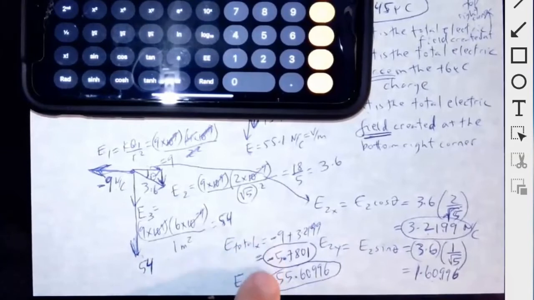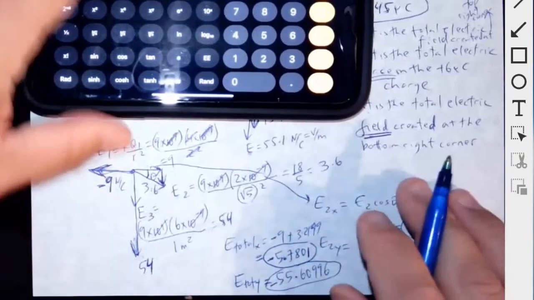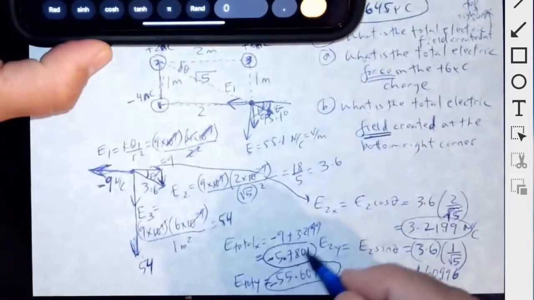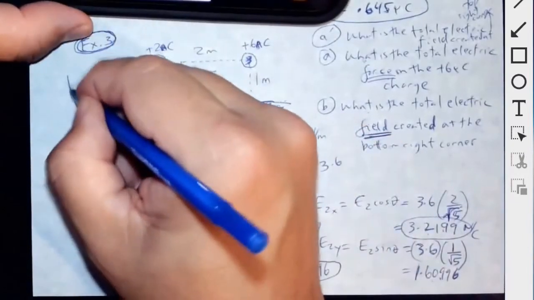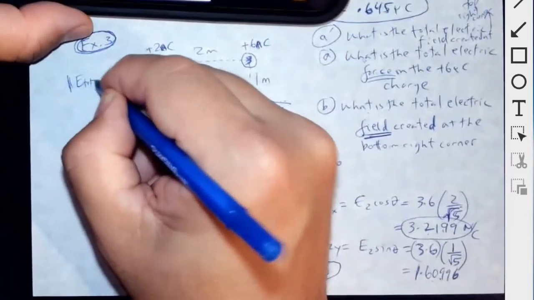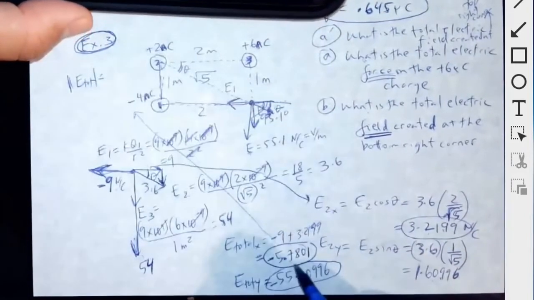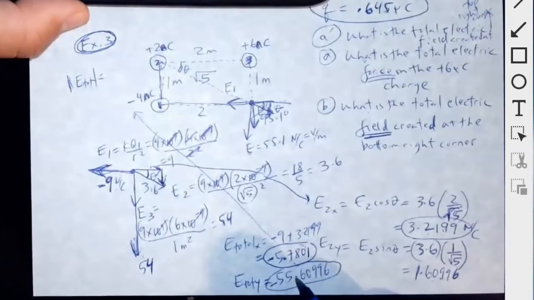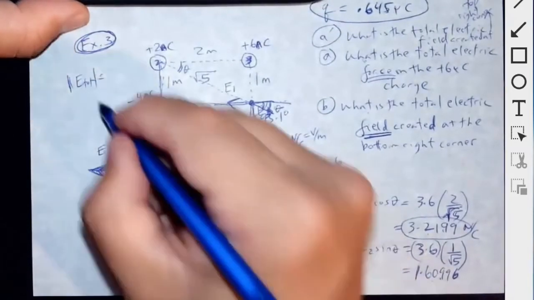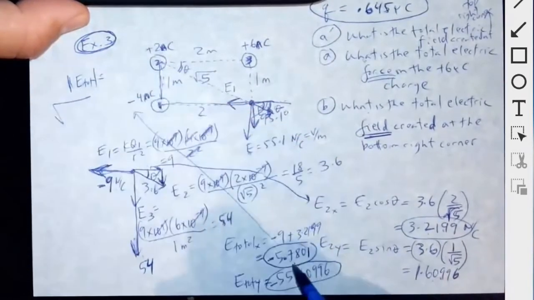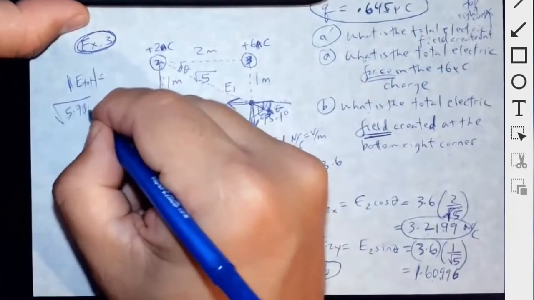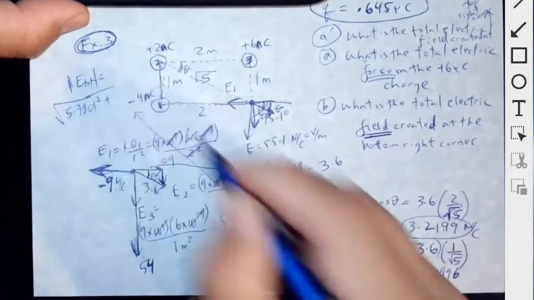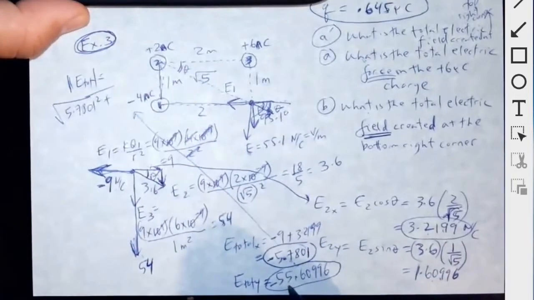Now, if I want to take the magnitude of the total electrical field, what do I do? The magnitude of the total electrical field, you do this squared plus this squared, square root, right? Square root of the X component squared plus the Y component squared.